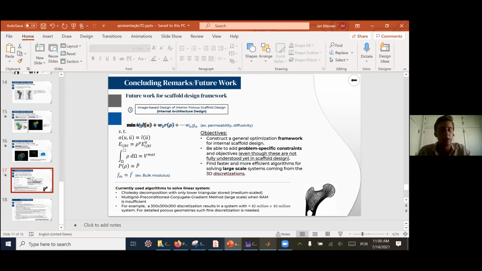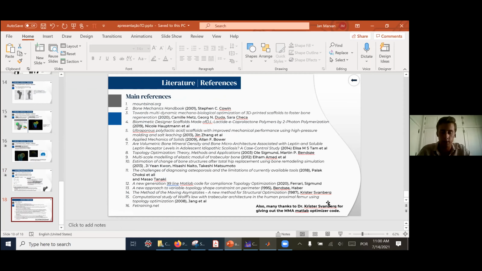To solve it, the solver was directly written by this author, Dr. Christoph Swanberg. He was the one who invented this convex approximation scheme, and he wrote a MATLAB code that can solve it. It's not a general one. It's very specific for structural optimization problems, because these types of problems have specific properties that make these kind of approximations possible.